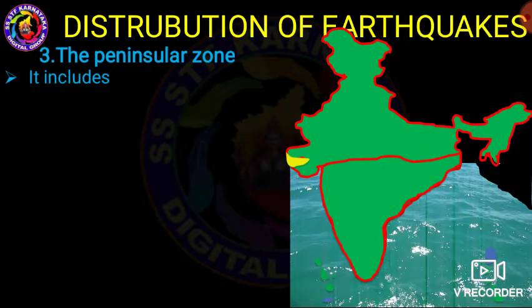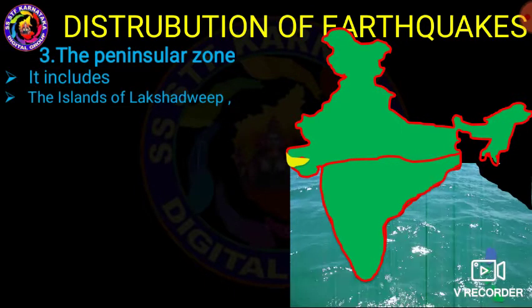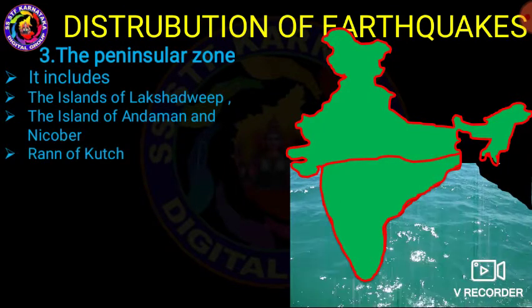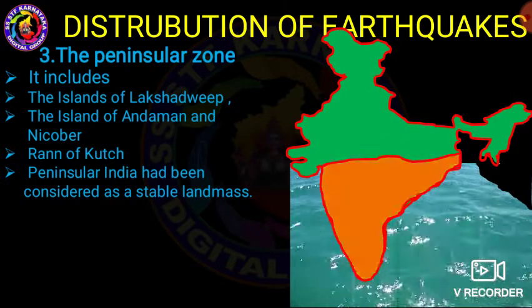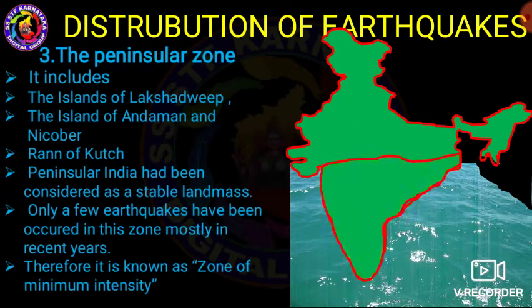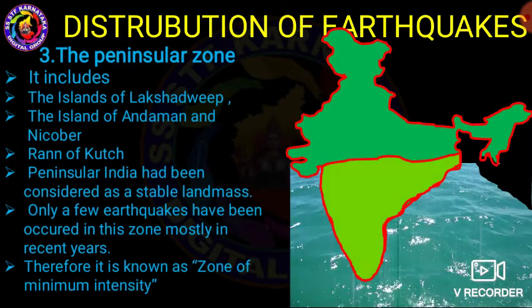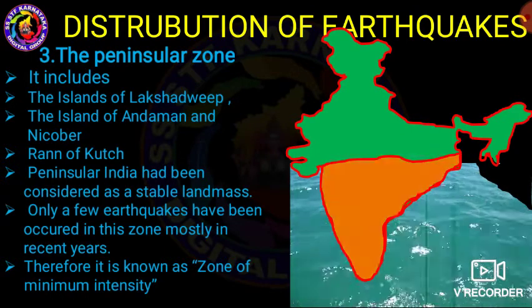Then the third one is the peninsular zone. Peninsula covers three sides of water and one side of land. It includes the islands of Lakshadweep, Andaman and Nicobar, Rann of Kutch. Peninsular India has been considered as a stable landmass. Then the peninsular zone is also called the zone of minimum intensity. Which is the zone of minimum intensity? That is the peninsular zone. These are the three major earthquake zones in India: Himalayan zone, Indo-Gangetic zone, and peninsular zone.